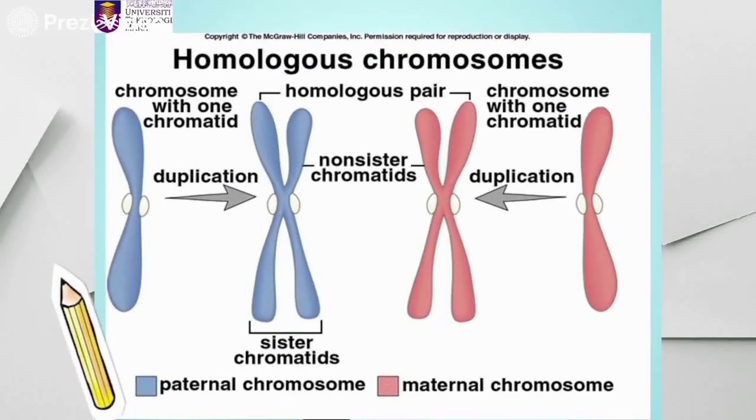This is the structure of homologous chromosomes. Homologous chromosomes are the two chromosomes composing a pair. The sister chromatids of these two chromosomes in a pair of homologous chromosomes are known as non-sister chromatids.